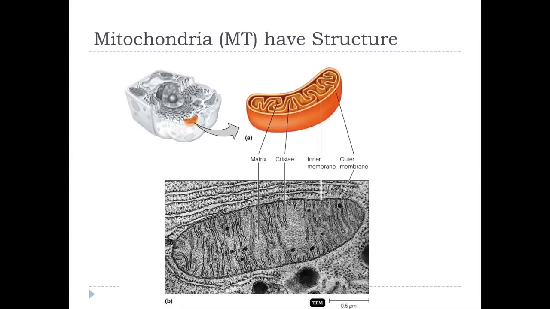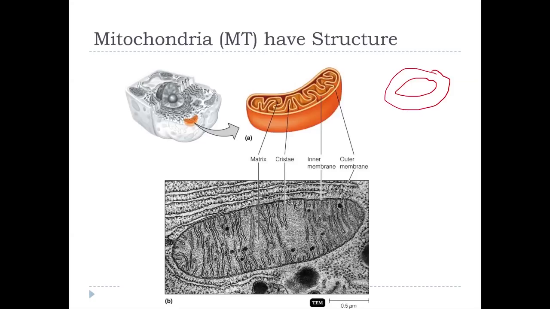And way, way back, hundreds of millions of years ago, I think it's actually billions of years ago, mitochondria became a symbiotic partner with other eukaryotic cells. And one of the clues to that is that mitochondria have two membranes. We have an inner mitochondrial membrane and an outer mitochondrial membrane.